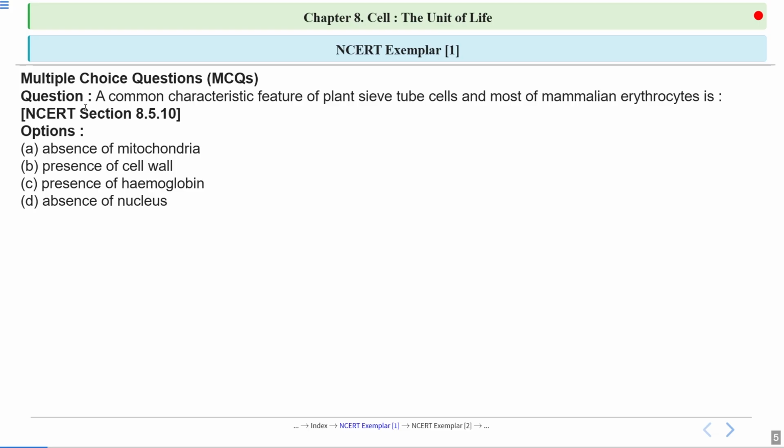Okay. So question is, a common characteristic feature of plant sieve tube cells and most of the mammalian erythrocytes. Erythrocytes are also known as RBCs, red blood cells. What is the common feature of both of these cells? Let's have a look at the options. First option is absence of mitochondria. Second is presence of cell wall. Third is presence of hemoglobin. Fourth is absence of the nucleus. What is the correct answer?